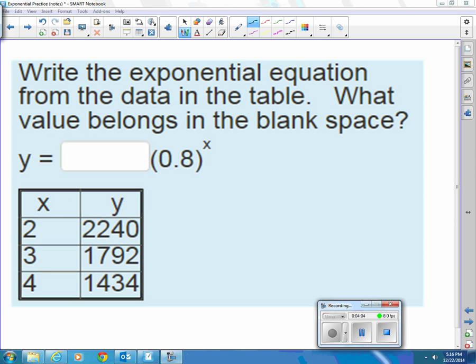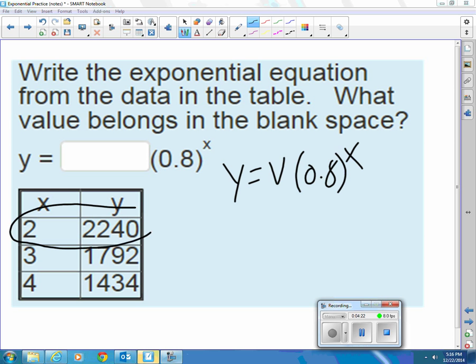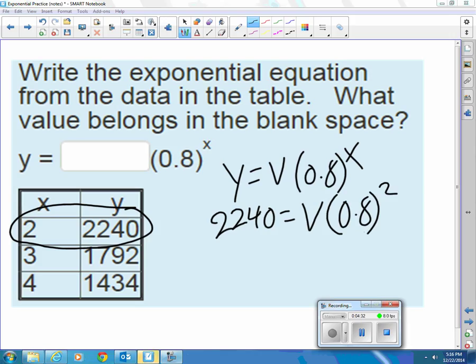Okay, so if we wanted to find the starting value, they give us that these values are shrinking by 20% each time. We can just write an equation, some starting value times 0.8 raised to the x. We could use, when x is 2, y is 2,240. Starting value times 0.8 squared. Just solve by dividing by 0.8 squared instead of multiplying.